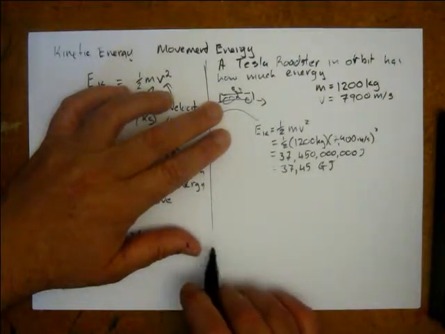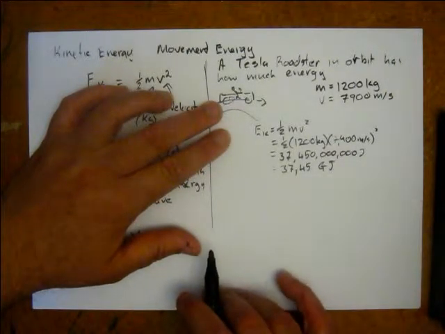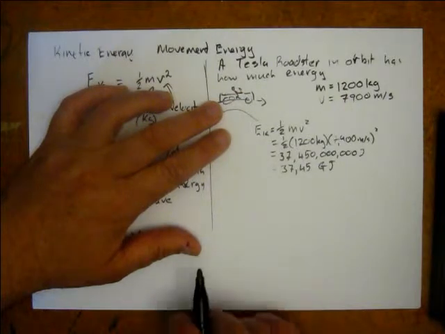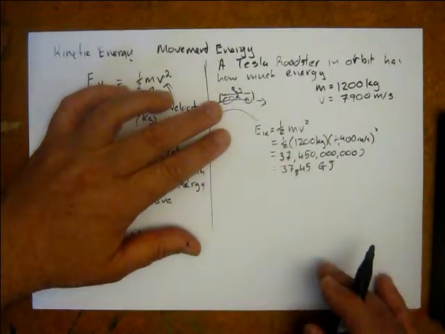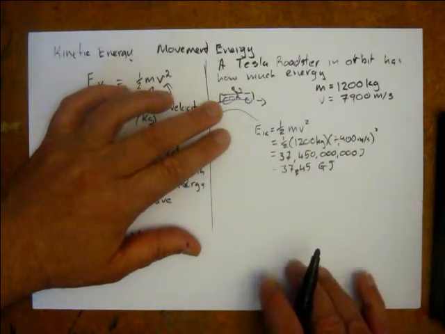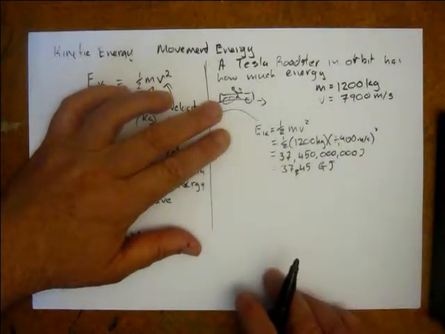Is that a little or a lot? That's actually a lot of energy. That is an awful lot of energy. And this, to put it bluntly, is why it's so hard to put anything in space, because it takes so much energy to get something going that fast.